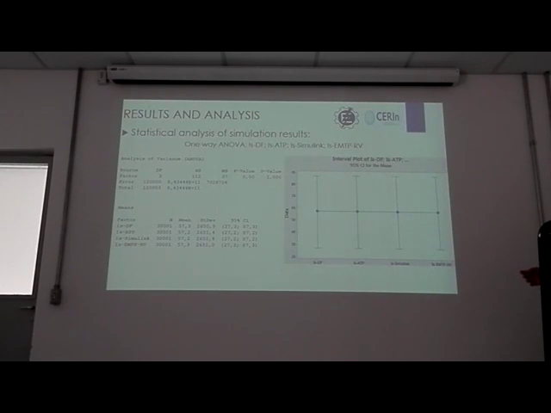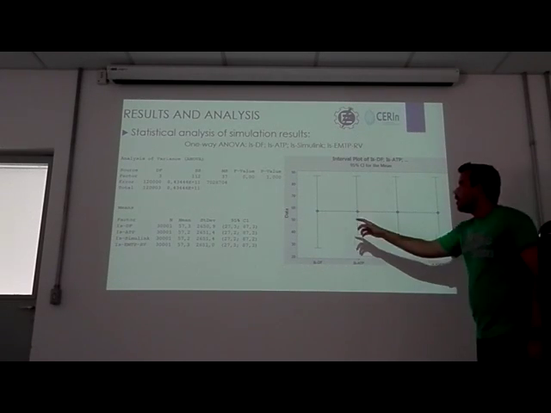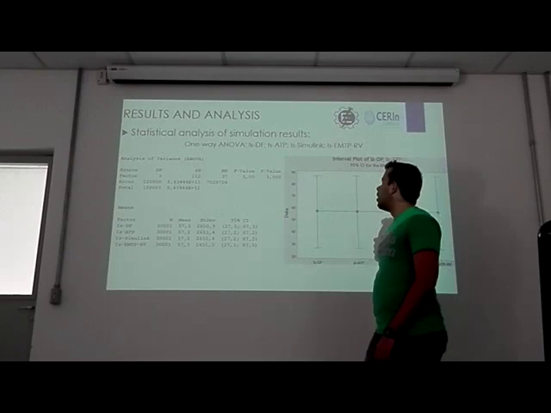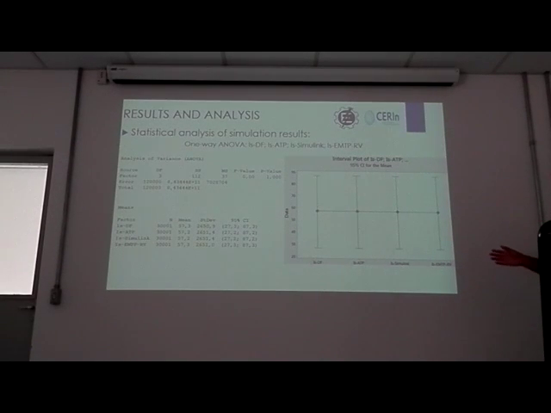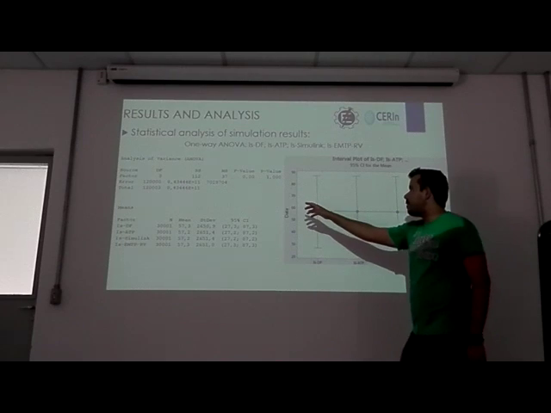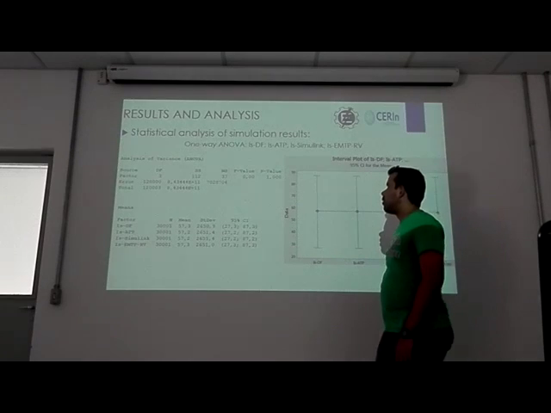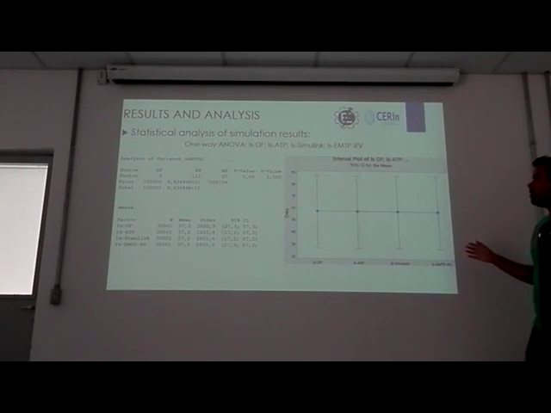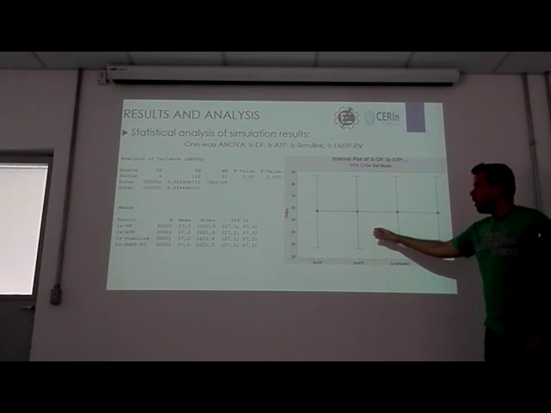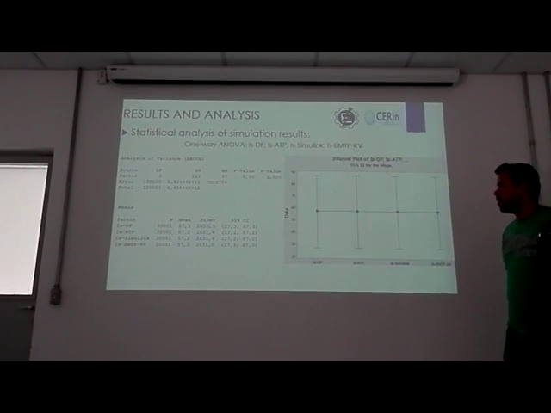So I have conducted analysis of variance and hypothesis test, and we have concluded for the stator current, when we compared phase domain, ATP, Simulink, EMTP-RV, that all the means compared are similar to each other. We have an F value equal to 0 and a high P value, equal to 1. So this shows that the means are similar to each other. We can see the results in this graph right here.